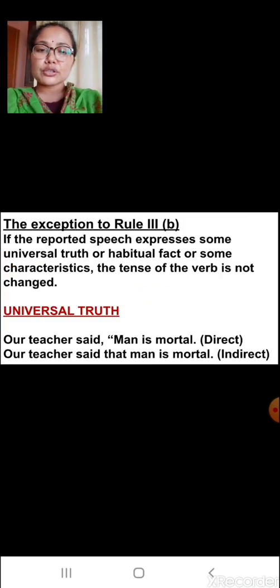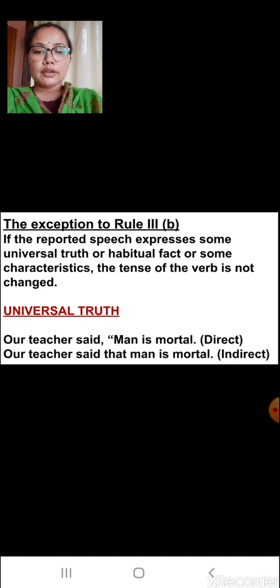The exception to rule number 3: if the reported speech expresses some universal truth, habitual fact, or some characteristics, the tense of the verb is not changed. Universal truth. Our teacher said, "Man is mortal." If you write the same sentence in indirect speech, it will be: our teacher said that man is mortal.